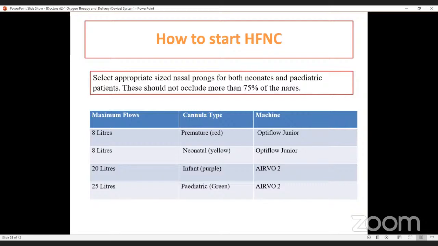Infants को 20 liters per minute तक start कर सकते हैं, और पीडियाट्रिक एज में 25 तक. और इसमें अच्छी बात यह है कि वो कलर कोडेड है. कलर कोडेड होने से फायदा यह है कि हमें मैच नहीं करना पड़ता.